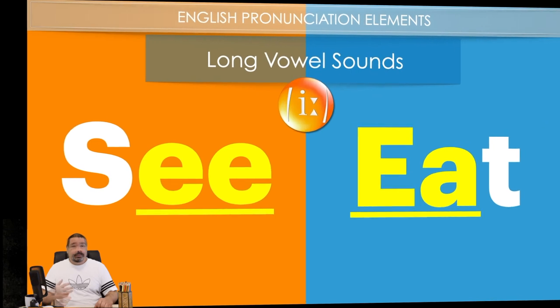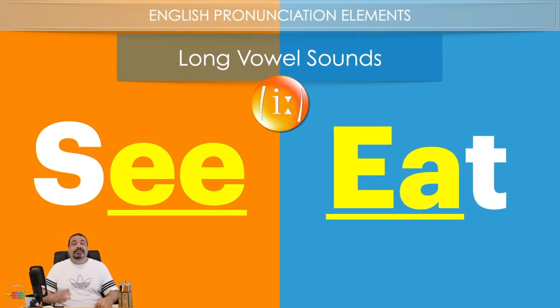Okay, there you have it. So the E sound is a double wave sound. E, E. So in here we say C, and it.